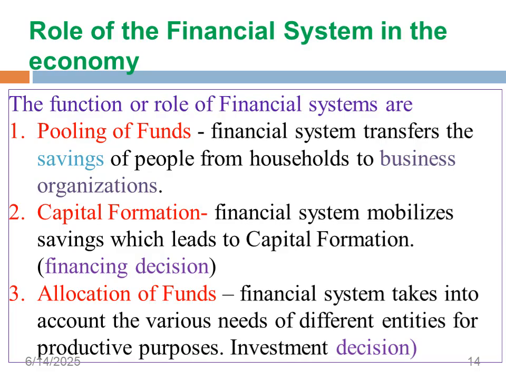Allocation of funds. The financial system takes into account the various needs of different entities for productive purposes. This is an investment decision. Allocation of funds ensures that the collected funds are directed toward the most efficient and productive sectors. This is done based on risk, return, and creditworthiness, helping the economy use its resources wisely. Example, banks evaluate loan applications and choose projects that are likely to be successful and profitable. Through this, we can do allocation of funds.